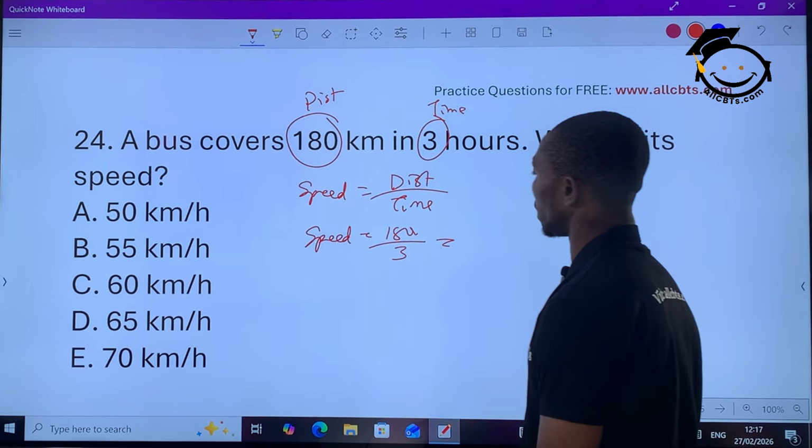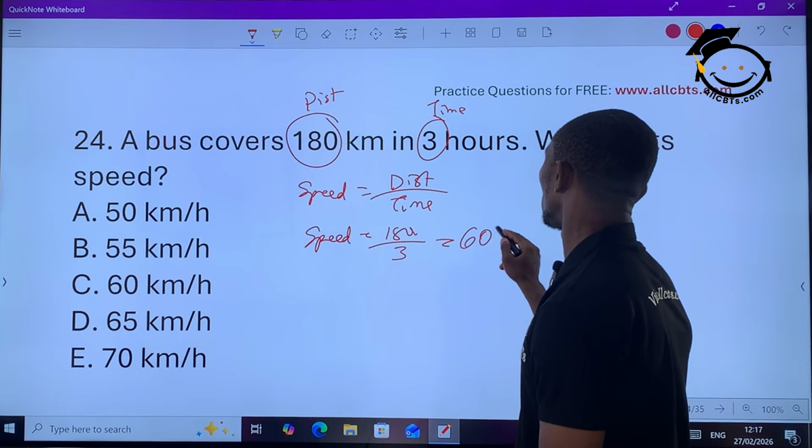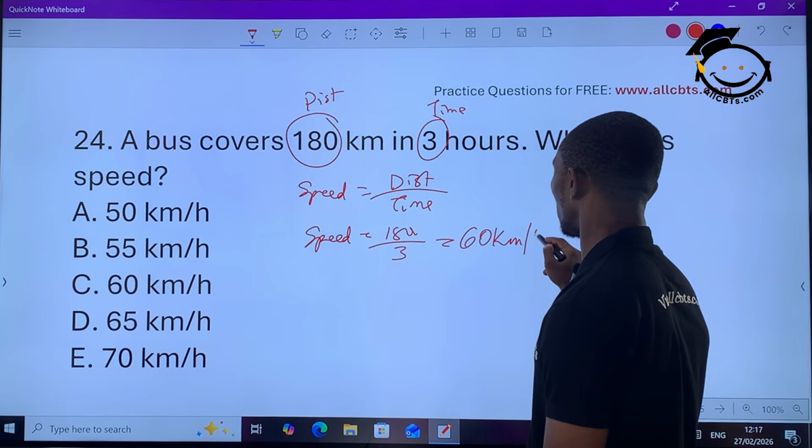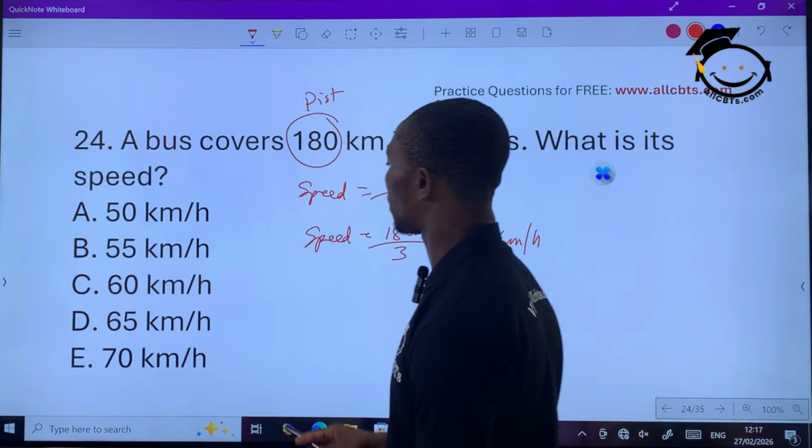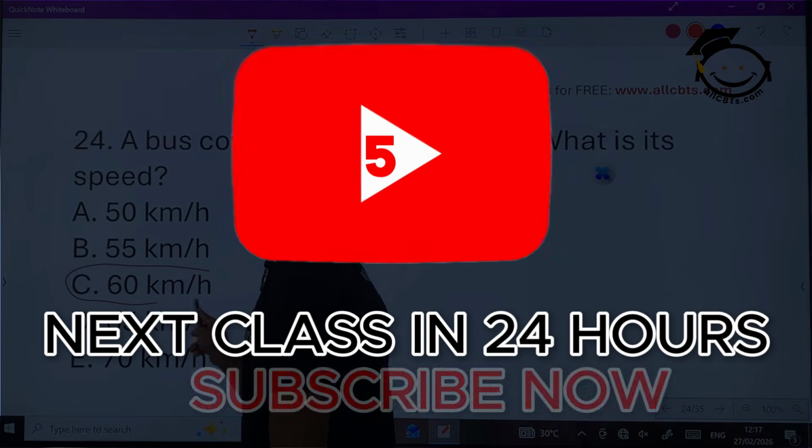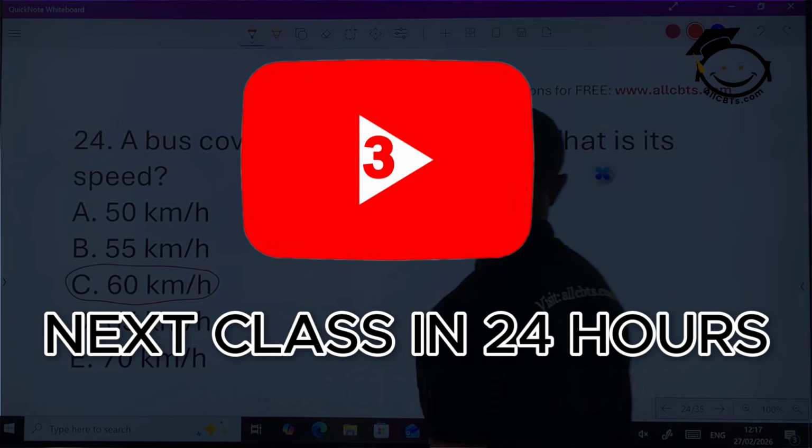And 3 into 18 gives us 6. So this would be 60 kilometers per hour. Our speed would be 60 kilometers per hour.